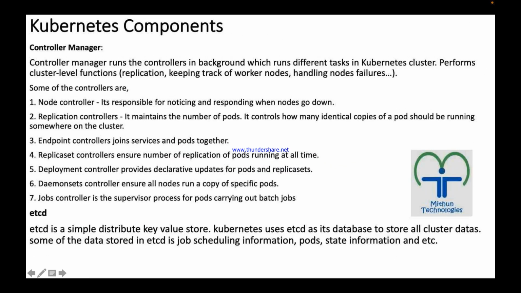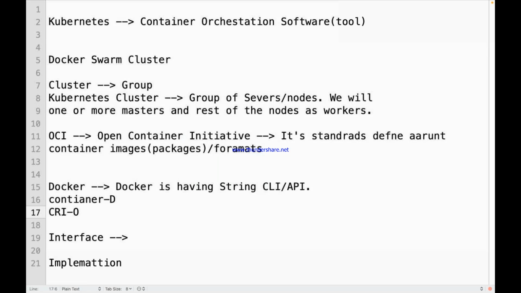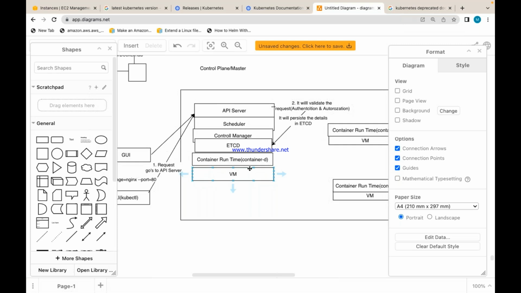So etcd is a simple key value store. Kubernetes will use etcd as its database to store some of the data, like pods information, state of the cluster, like how many nodes are there. All those information will be maintained in etcd. It's a database for Kubernetes, not for your applications. It's a data store where Kubernetes will store information about the cluster, how many pods, how many nodes, all these things.